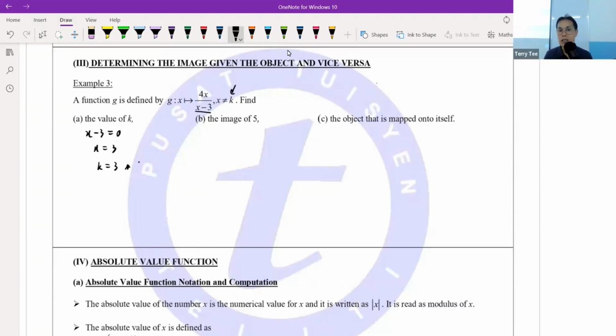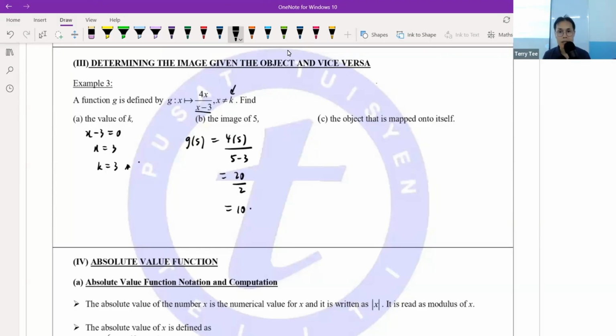Okay, next one. Find the image of 5. Image means your y value. Remember, object is your x value. Image is your y value or your g(x) value. Image of 5 means your object is 5. You want to find the image. Yeah, 5 minus 3. Very simple. This is 20 divided by 2. Answer is 10. Yeah, pretty basic.